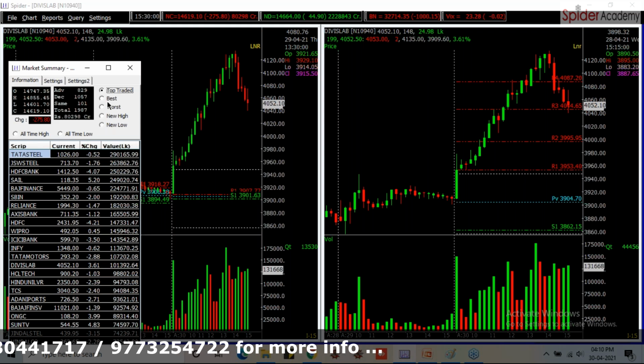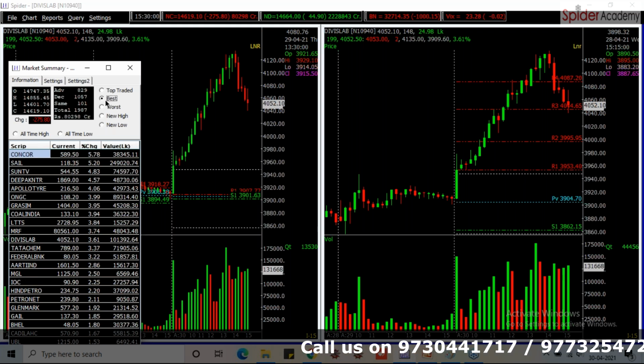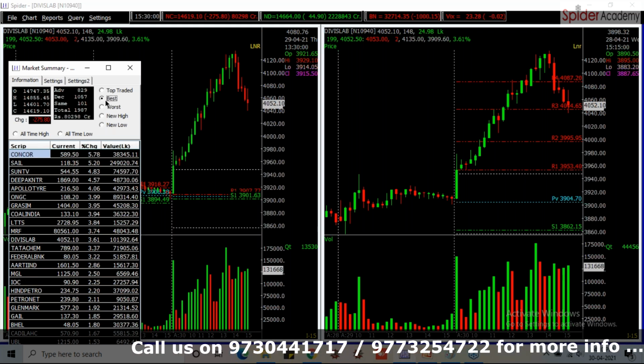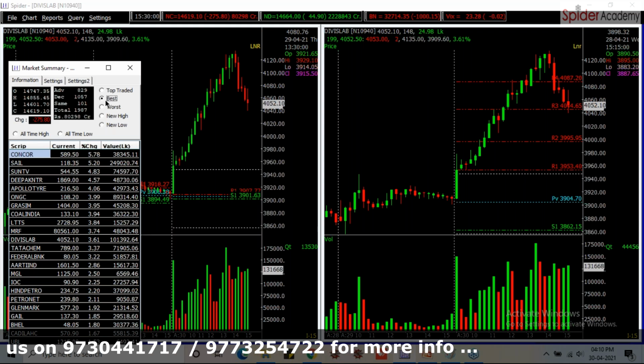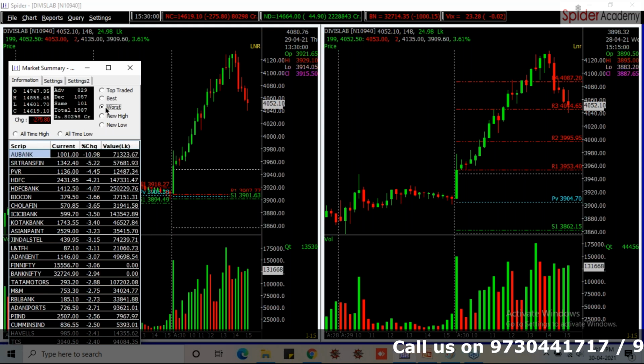After that we come to the next option, that is the best. Best means the stocks which have a good positive price percentage change. We can say top gainers also. So here we get the list of the top gainers. Then we have the next option, worst. These are the top losers.